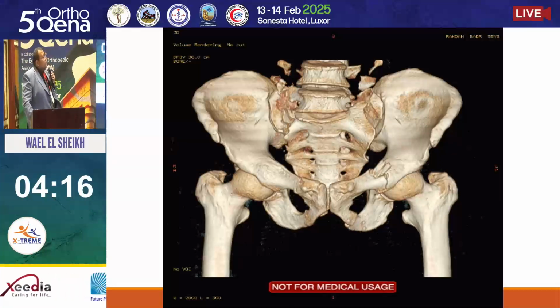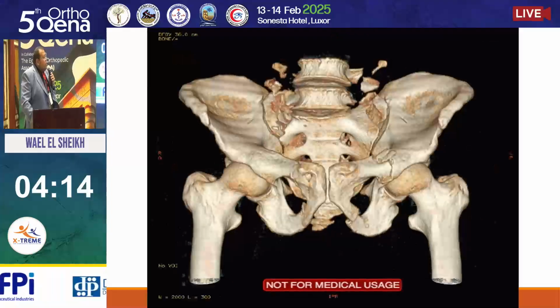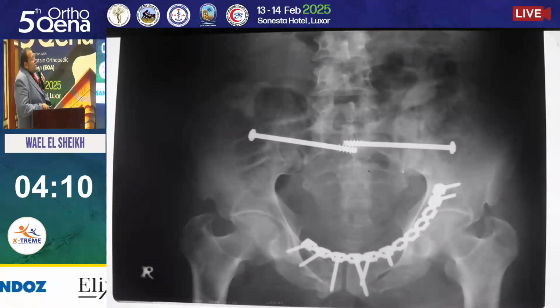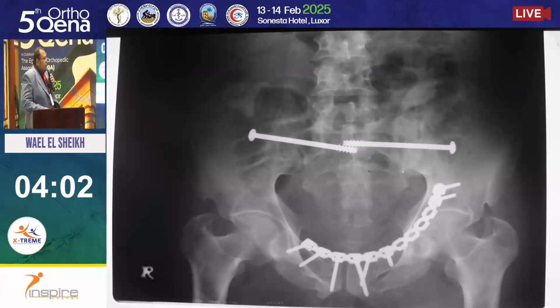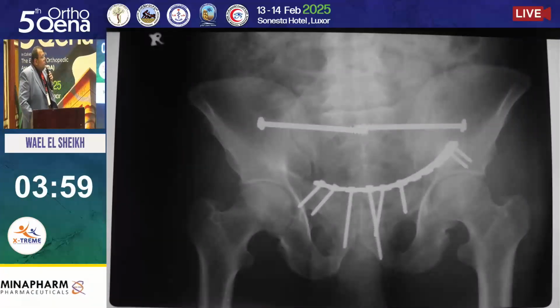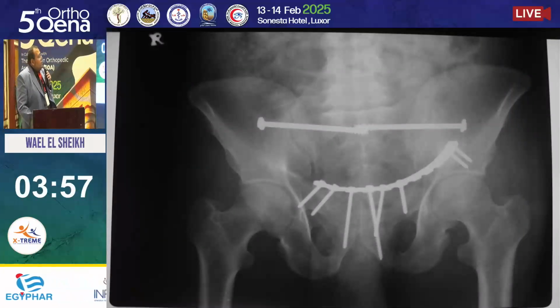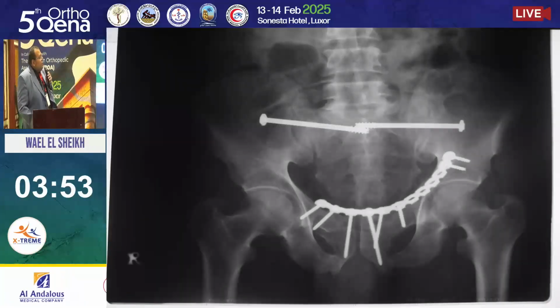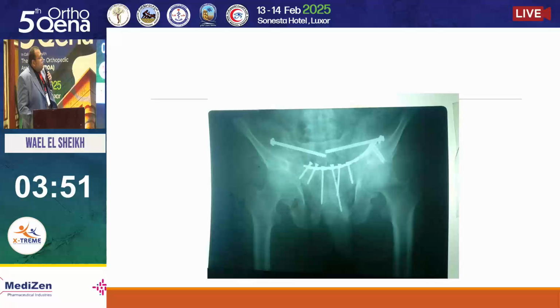We use posterior fixation with the sacroiliac screw and anterior fixation with long segment fixation through a Stoppa approach with an 8 centimeter suprapubic incision. It allows long fixation, adequate healing of the fracture, and this is 3 years of follow-up. This is after 3 years, the healing is adequate.